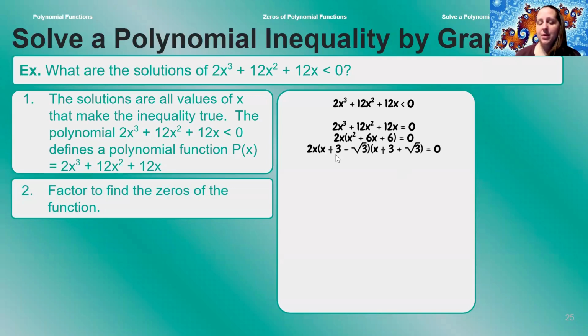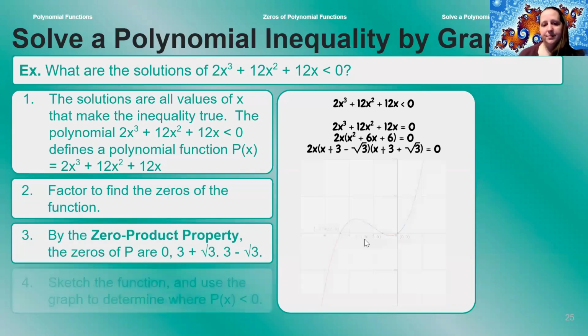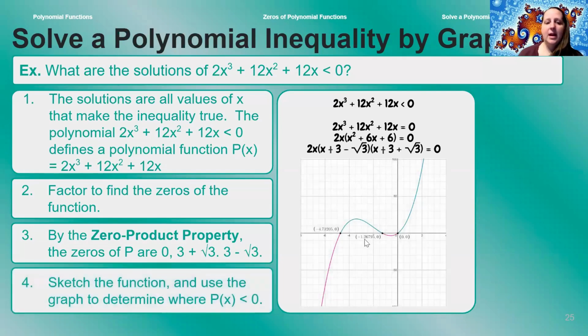When I do, I get x plus 3 minus the square root of 3 and x plus 3 plus the square root of 3. Okay. So by the zero product property, the zeros of p are 0, -3 plus the square root of 3, and -3 minus the square root of 3. Okay. Again, I'm going to sketch the function 2x cubed plus 12x squared plus 12x. And I'm looking for the points where it's below the x-axis because it's less than 0.